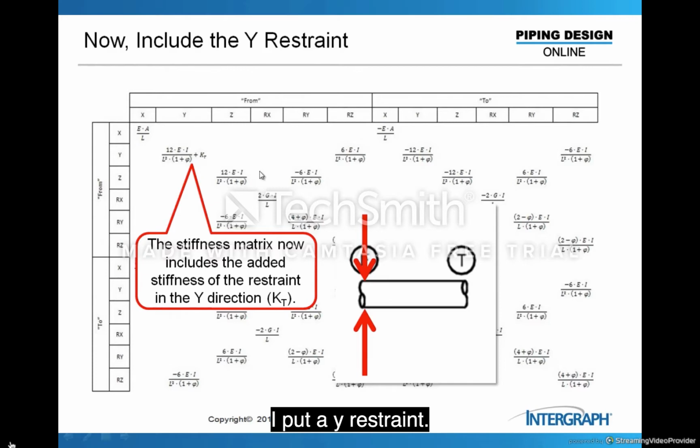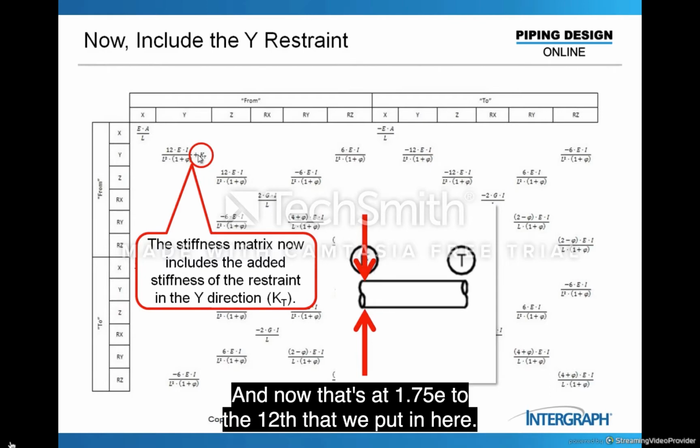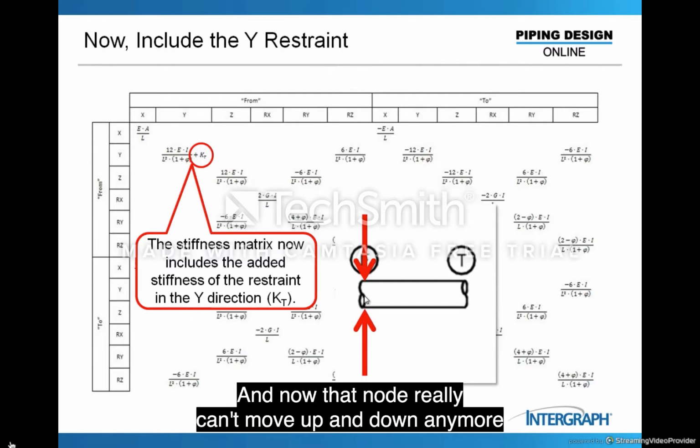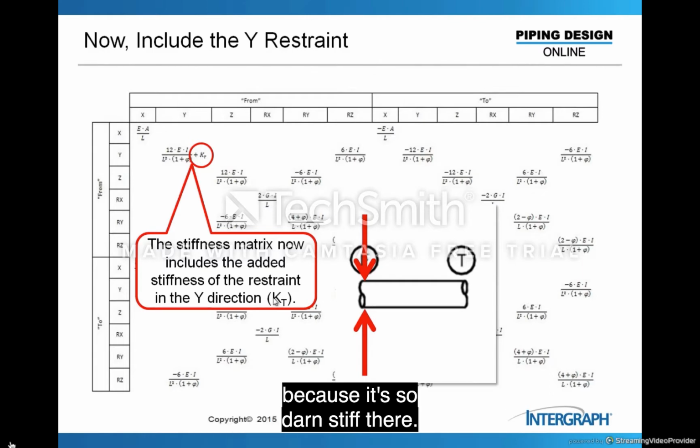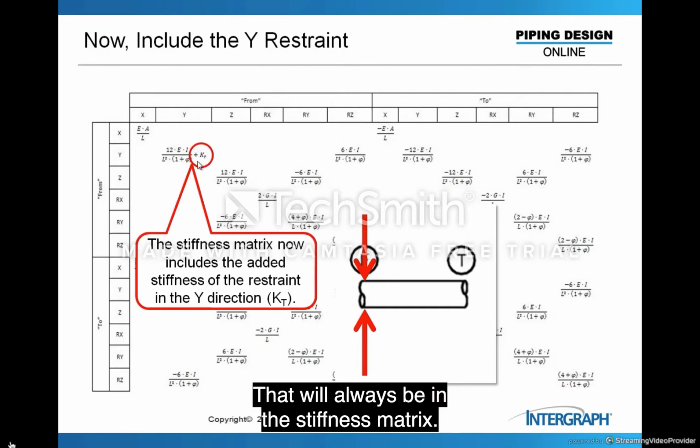Now, what happens when I put a restraint in there? I put a Y restraint. What the program will do is it will add on this translational stiffness of that restraint. And now that's that 1.75 e to the 12 that we put in here. And now that node really can't move up and down anymore because it's so darn stiff there. So that's how we change the stiffness matrix to reflect this restraint. Now this is a linear restraint. That will always be in the stiffness matrix.